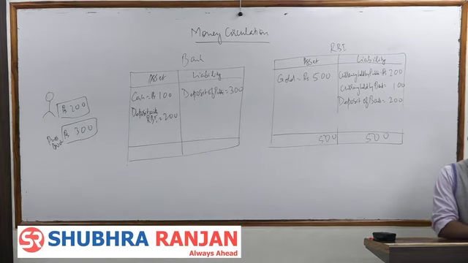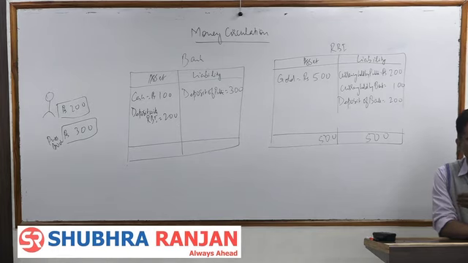Recurring deposit, you deposit it for a fixed time period, but not in one lump sum one time, regularly. Suppose you are depositing rupees 2000 for 10 years. So that is recurring again.